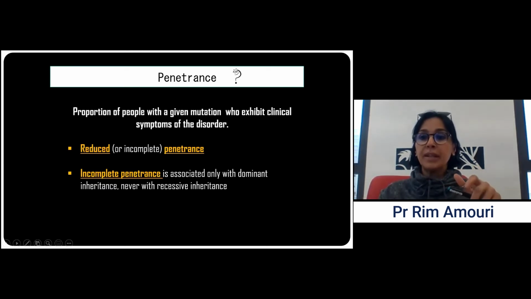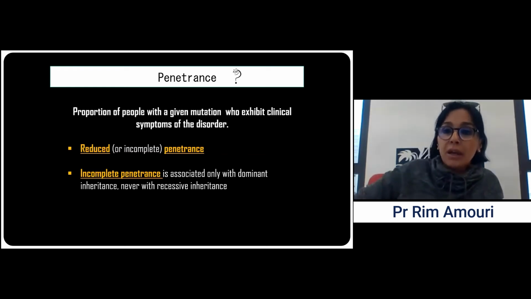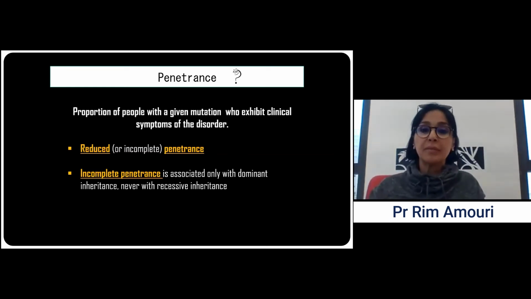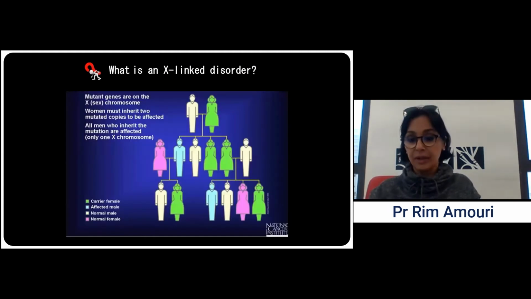For example, we can say that the penetrance is 80%. People with a mutation in the gene have an 80% lifetime risk of developing the disease. On the other hand, myotonic dystrophy, for example, is an autosomal dominant disease with a complete penetrance. That means that every person with the mutation in the gene will show symptoms. So incomplete penetrance is associated with autosomal dominant inheritance and never with recessive inheritance.